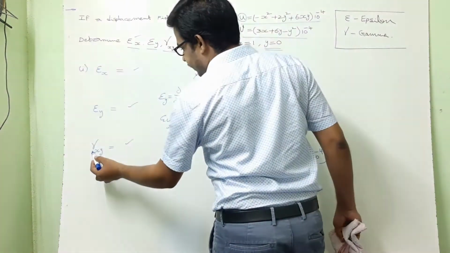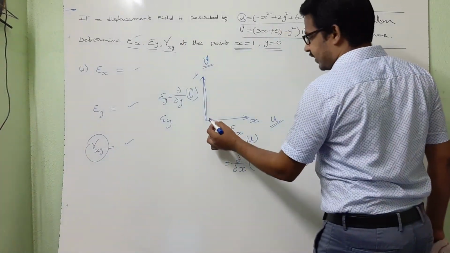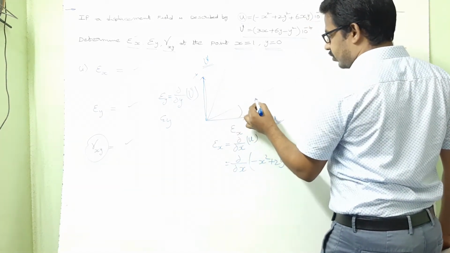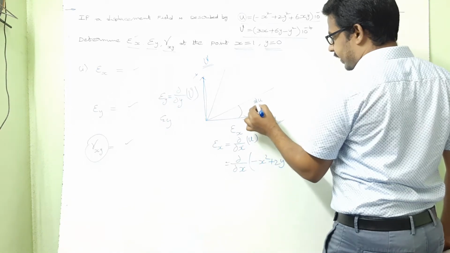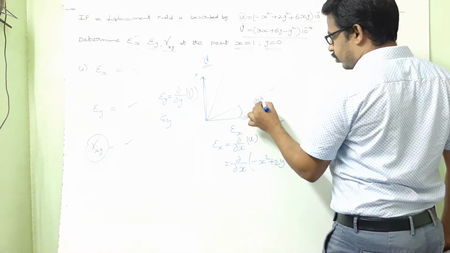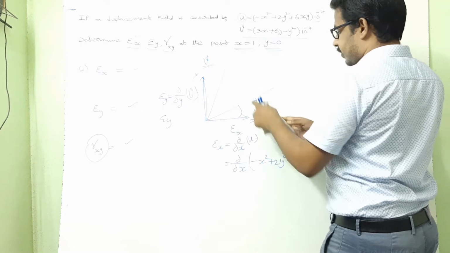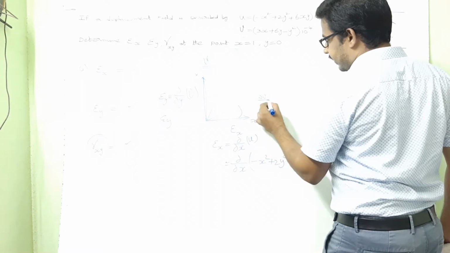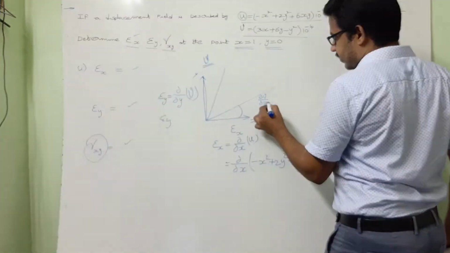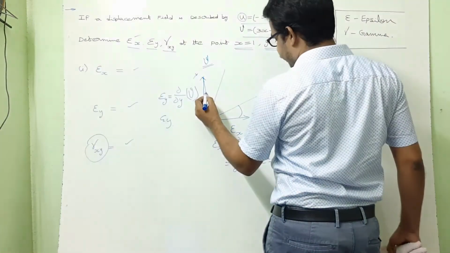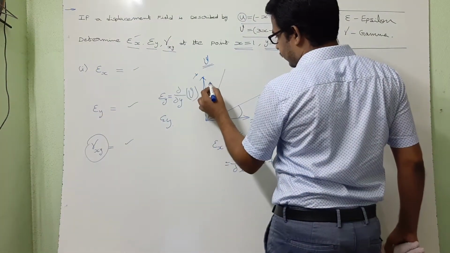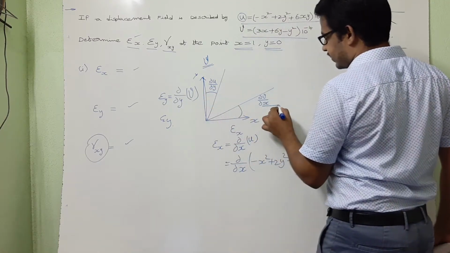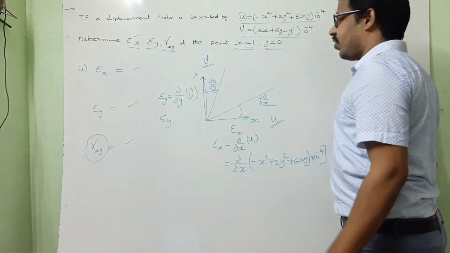So here gamma xy. So here in this diagram, this is the dou u by dou y, dou v by dou x. This is along the x direction, this is along the y direction.